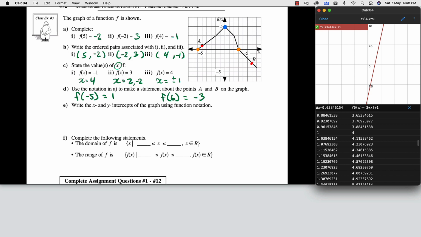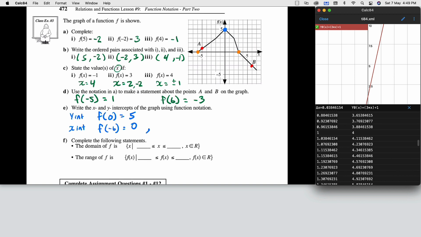Okay, so for the y-intercept, we know that x is equal to 0. So for the y-intercept, it's going to be f of 0 equals 5. For the x-intercepts, the y value equals 0. So one is f of -3 equals 0 and the other one, f of 3 equals 0.